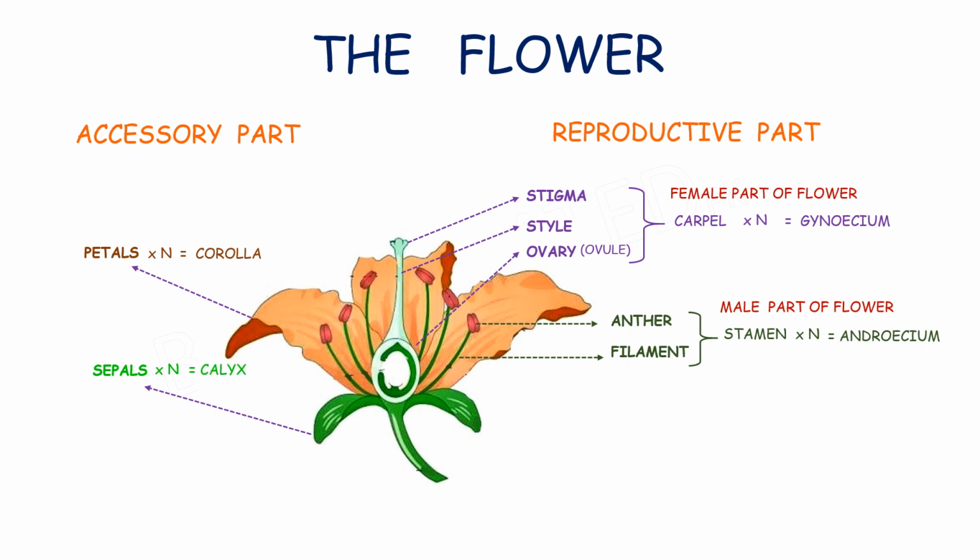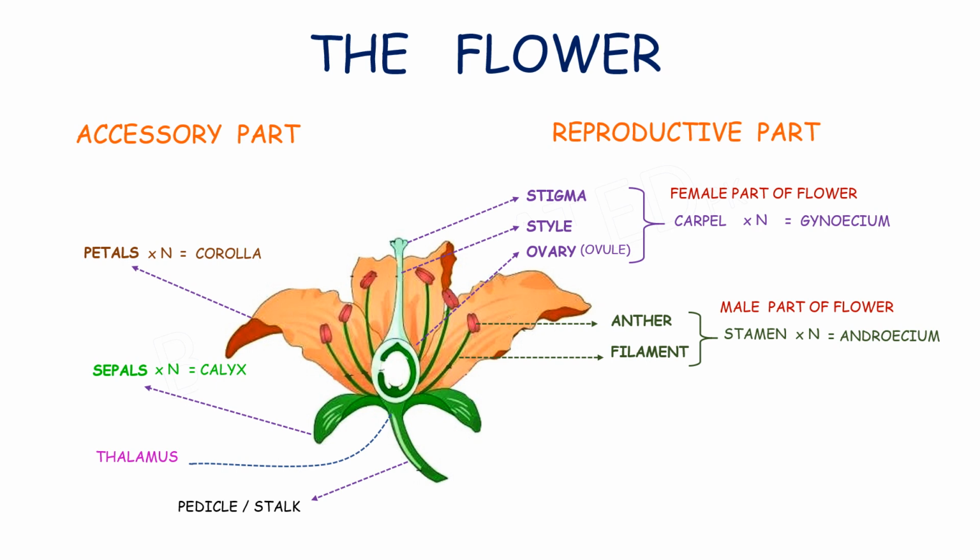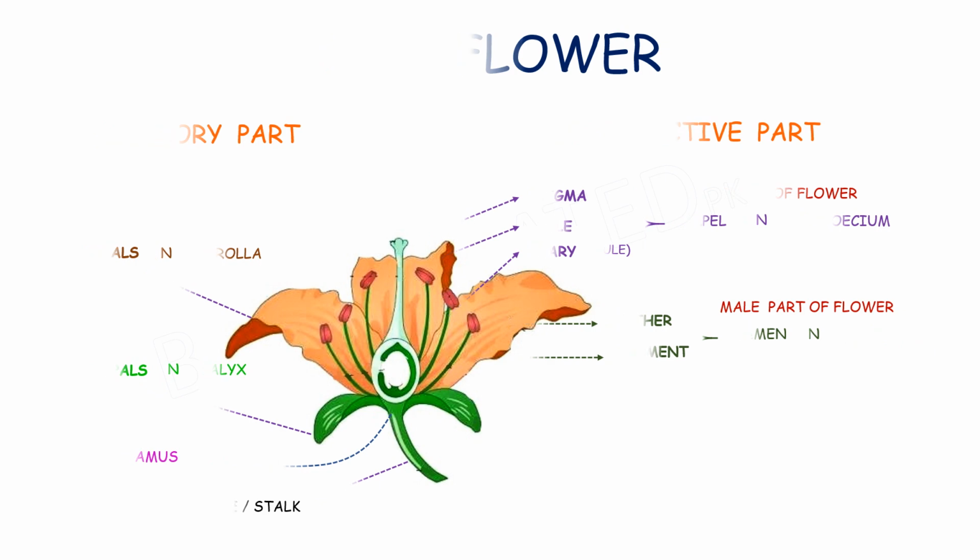The whole apparatus, accessory and reproductive parts, is present on the thalamus, and the flower stick by which the flower is attached to the branches or axis is called pedicel or a stalk. Let's talk about the male part of flower.